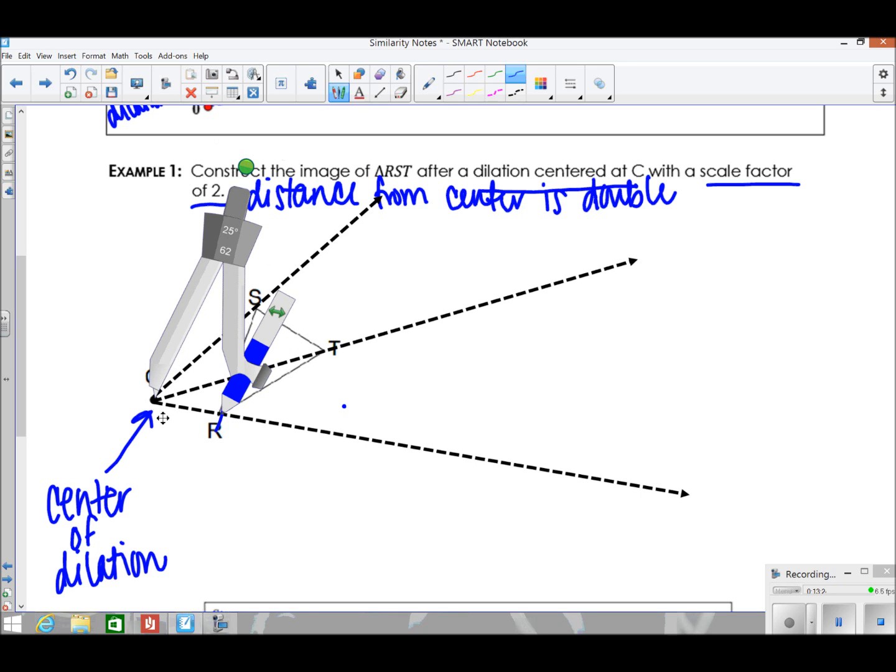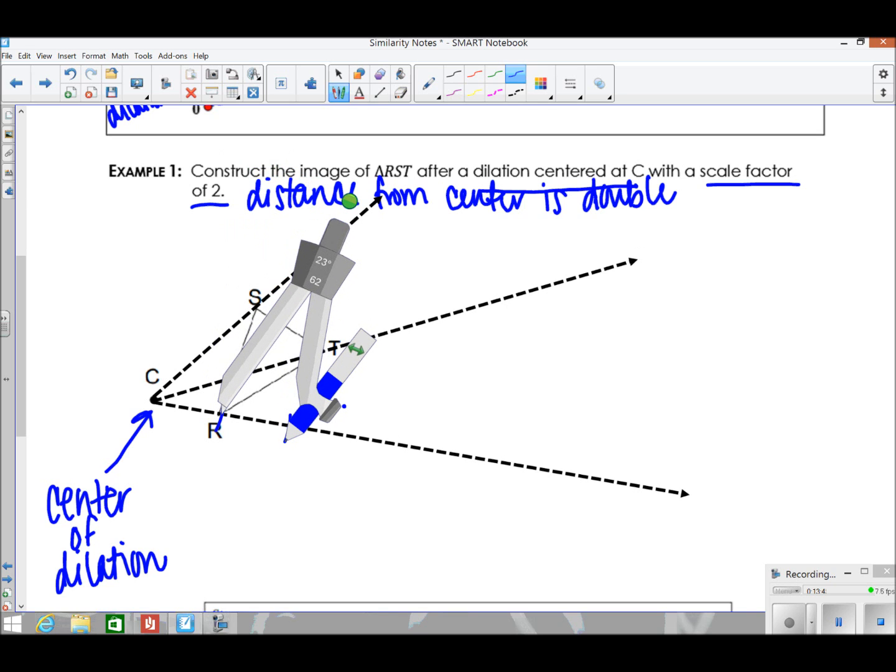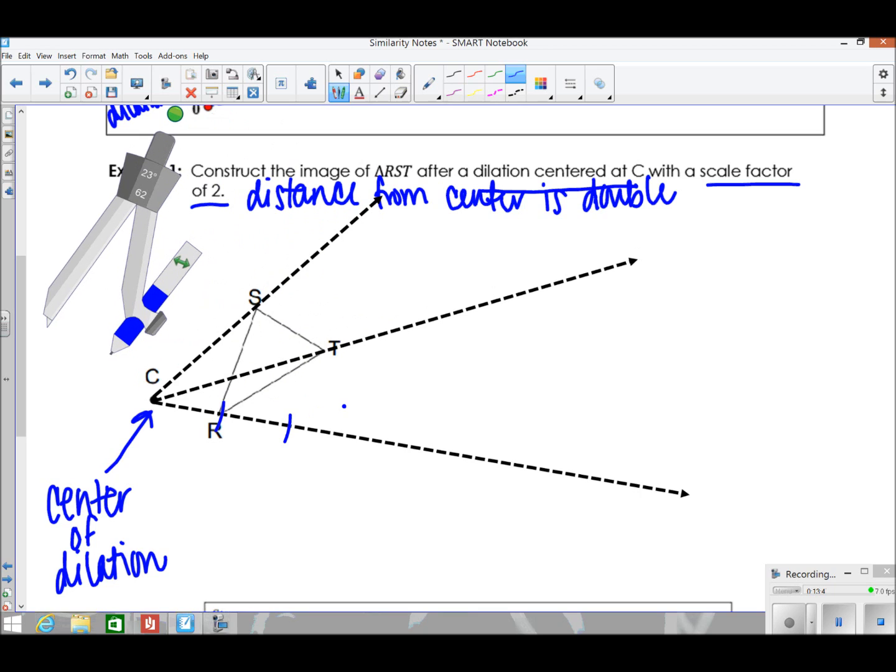And since we're doing a dilation of 2, we need to double the distance. So R prime needs to be twice as far away from C as R was. So this is 1 length. I need to double it, so that just means I need to do 1 more of them. Then I take my compass, I move it to where the arc is, and I have now doubled that distance. So C to R, R prime, is going to be right here. This is double the distance away from C as R was, because I copied the length twice.